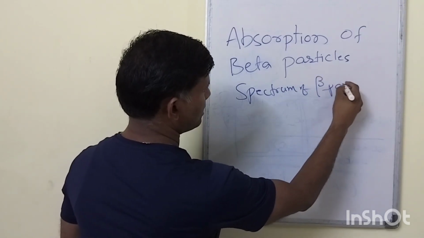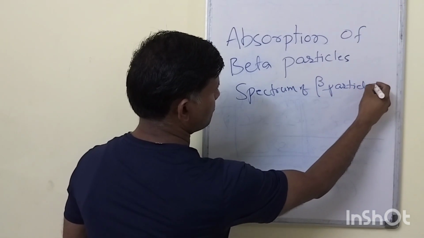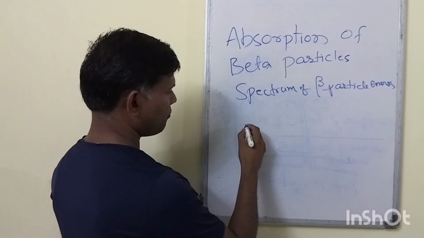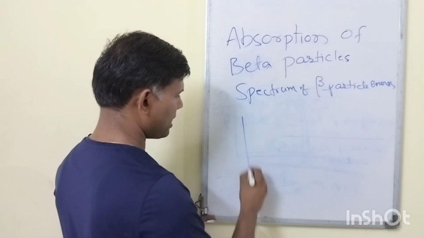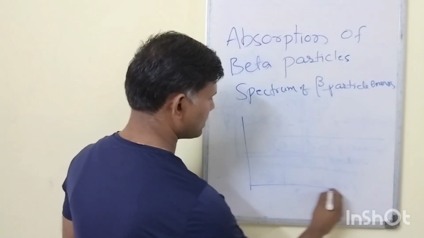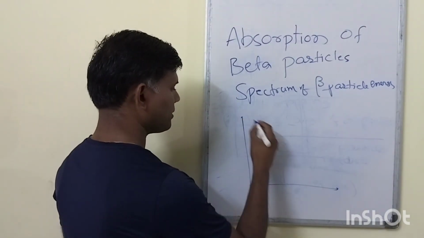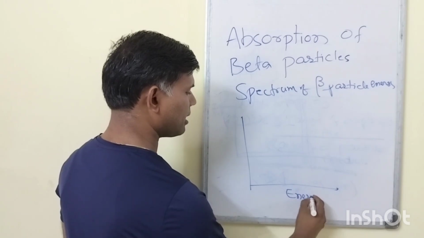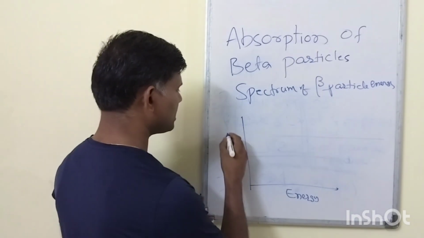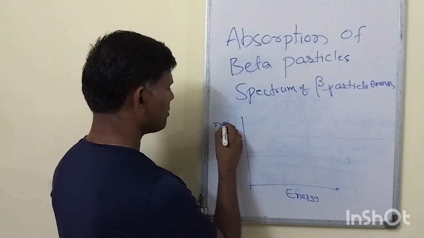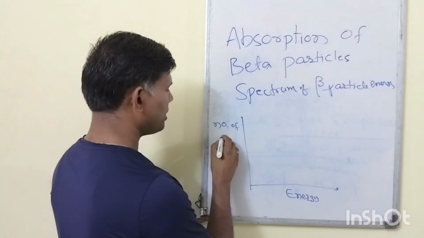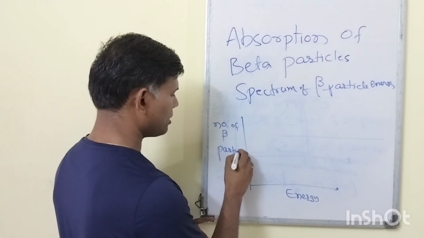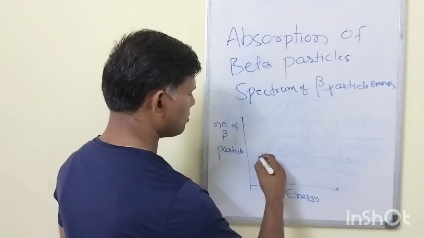Beta particle energy. Okay, so if you plot a graph, this is the y-axis, this is the x-axis. I am taking energy on the x-axis, and this is the number of beta particles.